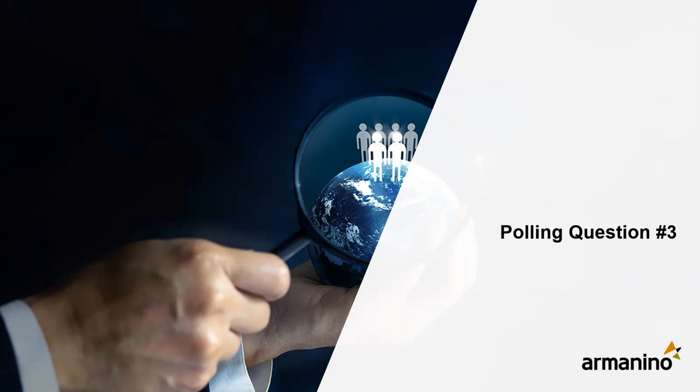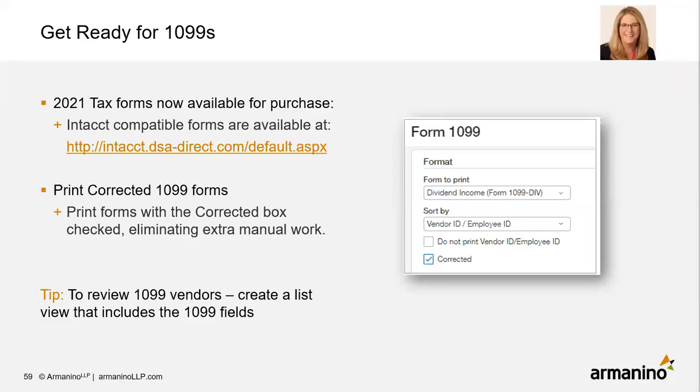So it looks like the majority of you are printing your 1099s from Sage Intacct, which is great to hear. So let's get started and find out what they've improved. So first of all, your 1099 tax forms are available to purchase. This is the link to get to that so that you can purchase them. And also they've added a new functionality in your Form 1099 setup that you can print corrected Form 1099s.